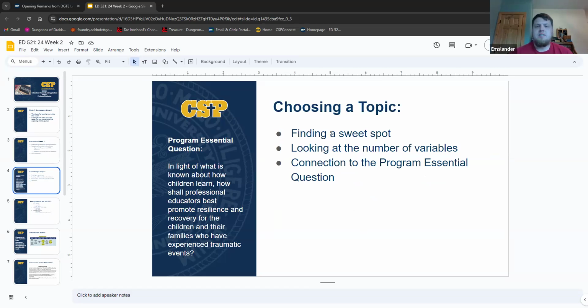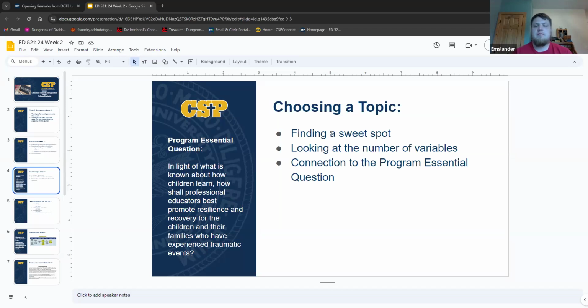So for choosing a topic, it's all about finding a sweet spot where the topic is not too broad and neither is it too narrow. You want to be able to find a good chunk of research that is either directly related to or closely related to your topic, but you also don't want to have to read 2,000 articles to cover the foundational research of where you're at on this.